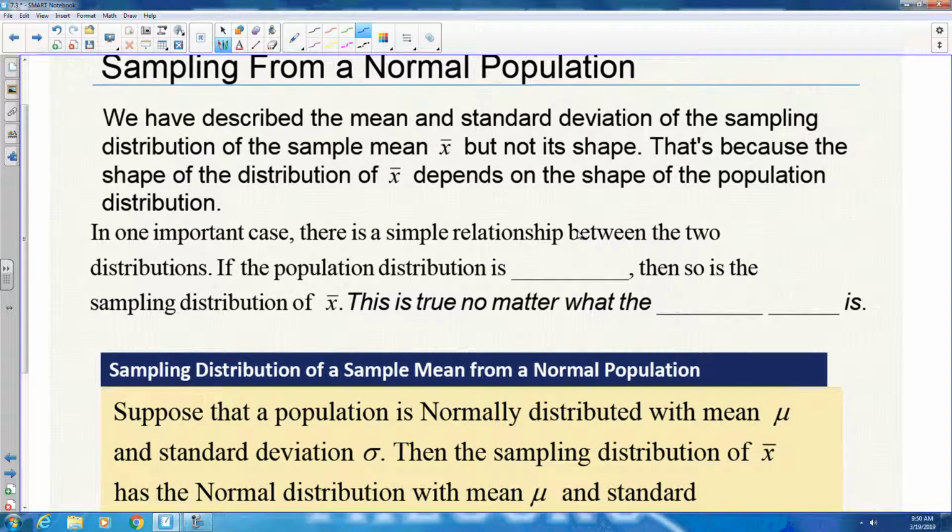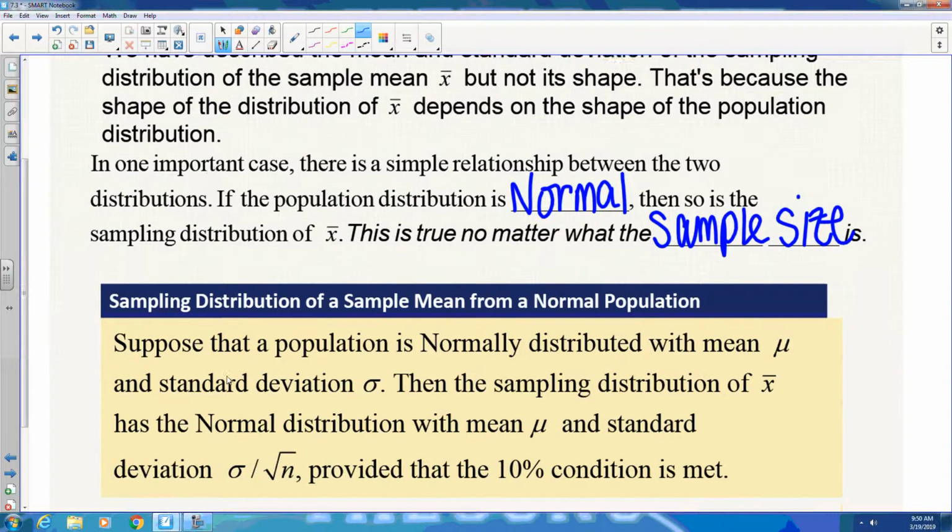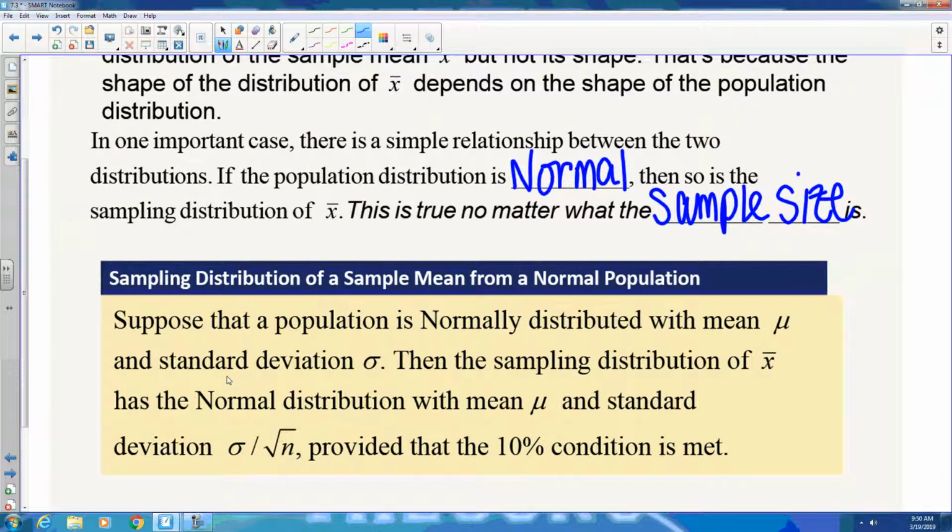So the relationship: if the population distribution is normal, then the sampling distribution is also normal. And it doesn't matter what the sample size is. So as soon as the question states the population distribution for this is normal, then we can go ahead and do normal calculations with the sampling distribution. Yeah, so that's what that says. We have a population distribution that's normally distributed, so then we can calculate the sampling distribution of X bar as long as the 10% condition is met.